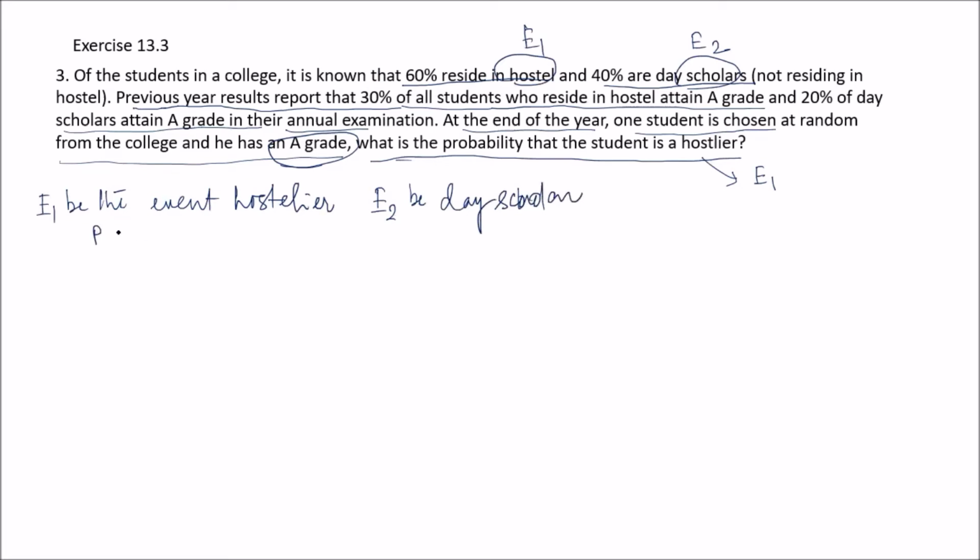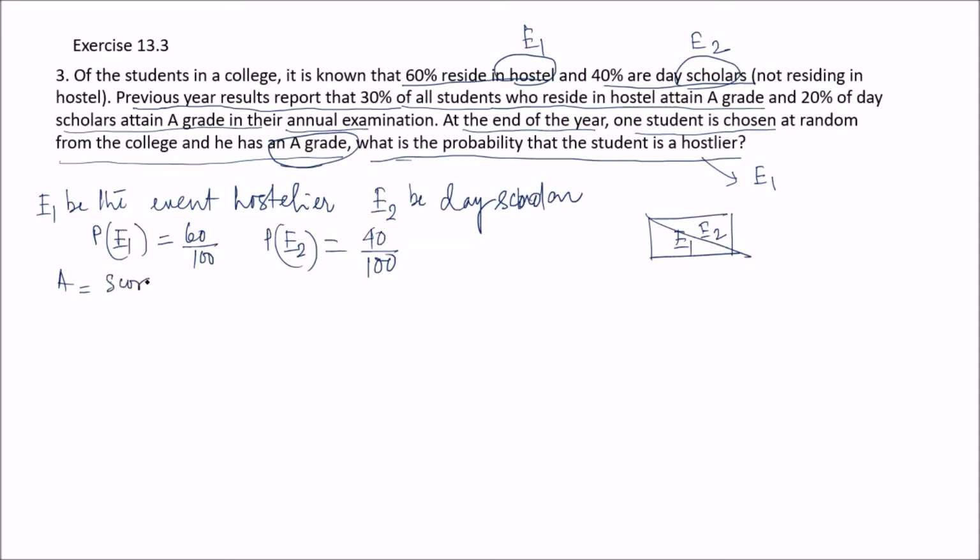Then the probabilities of E1 and E2 are given nicely. Probability of E1 is 60%, 60 by 100. The probability of E2 is also given, 40 by 100, because the total will be 100; only then will it be the total probability of E1 and E2. Then A is the event that he has an A grade, scores an A grade.